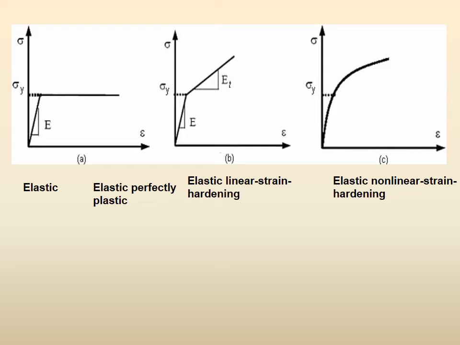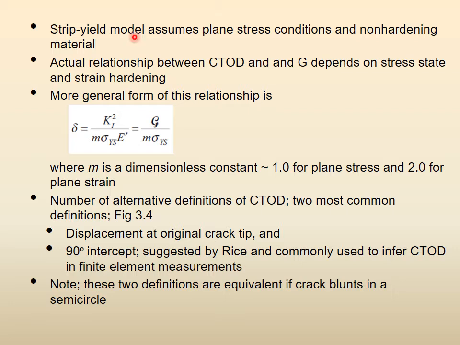Okay. So now to that word non-hardening. Non-hardening means not this type, not this type. Either it is only elastic, right, or it is elastic perfectly plastic. It does not go to the strain hardening region. So a strip yield model assumes plane stress plus a non-hardening material model, which is either the straight elastic region or the elastic plus perfectly plastic horizontal region.